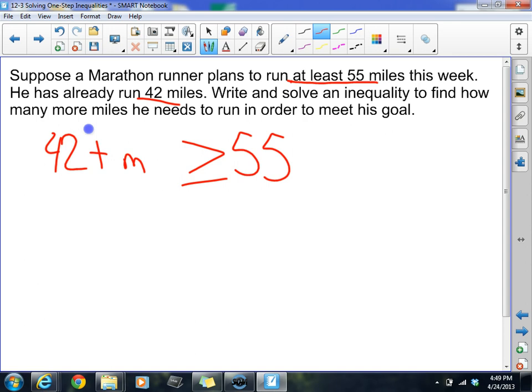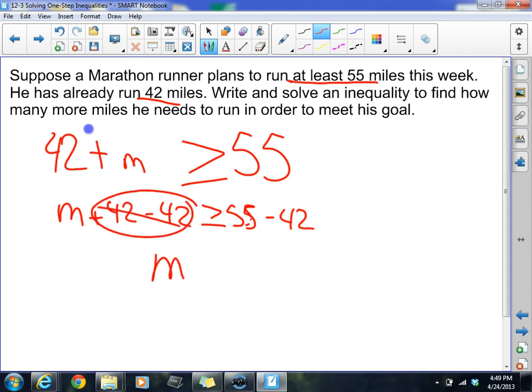So it goes like this. I have 42 plus M over here, so I'm going to subtract 42 to get M by itself. M plus 42 minus 42 is greater than or equal to 55 minus 42. So I'm left with M on this side, and the answer is 13. So he needs to run at least 13 more miles. He can run 14 more, 15 more, 16 more, but he needs to run at least 13 more miles to meet his goal.